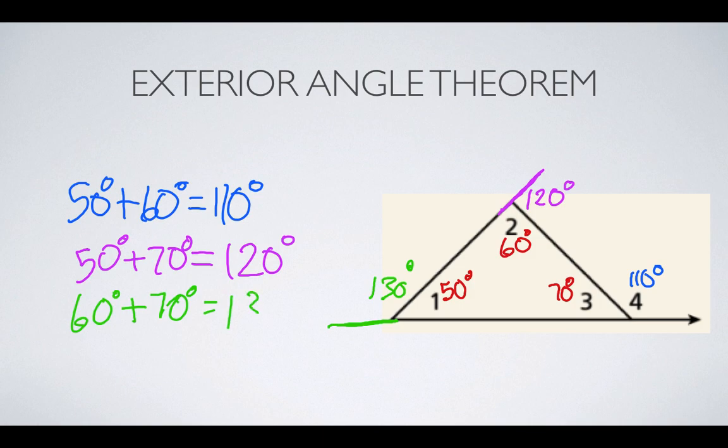60 plus 70 is 130 degrees. So with all three of these, it worked just perfectly for us to see that this actually does work as a theorem. If you don't trust me, come up with a triangle of your own and see if it works for you.